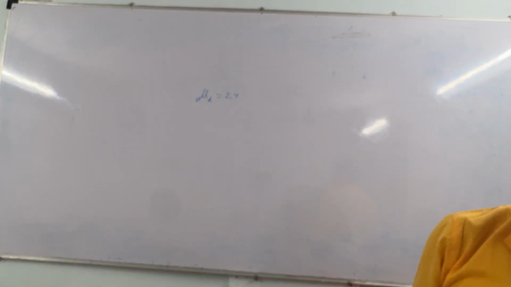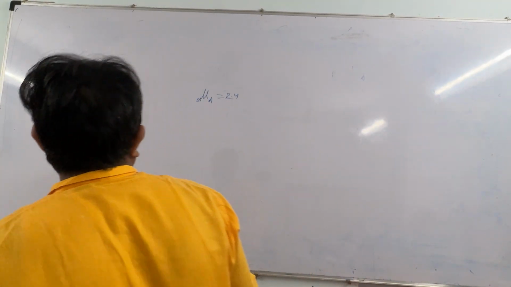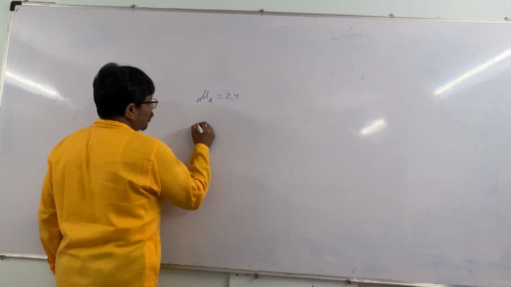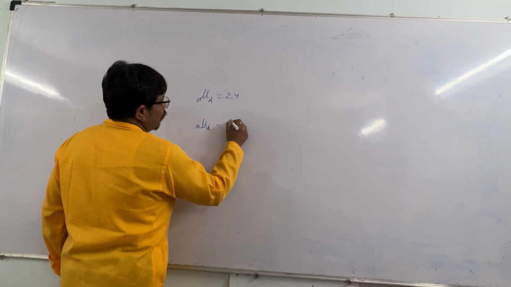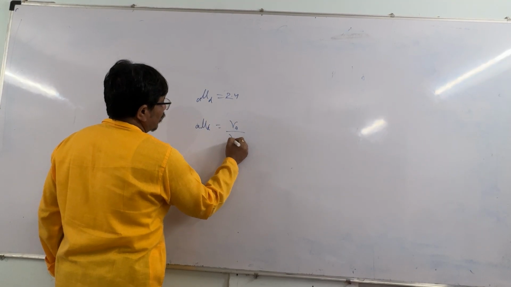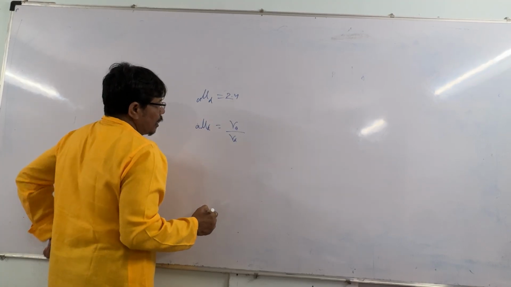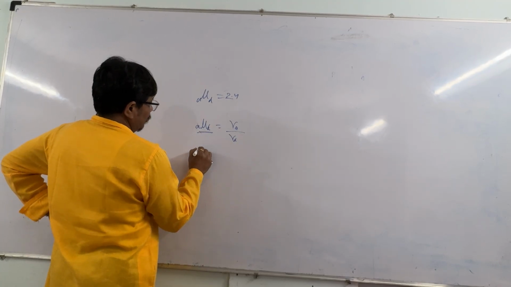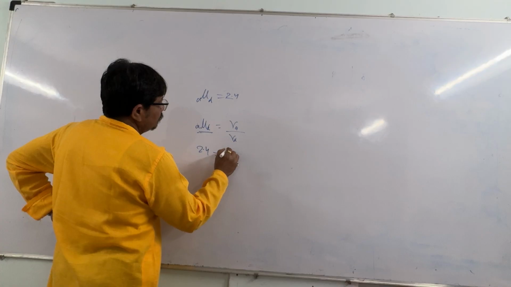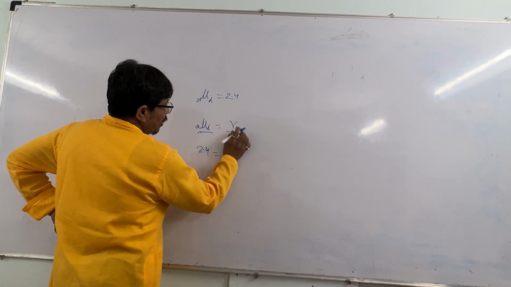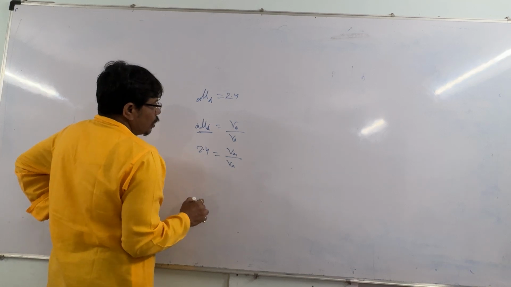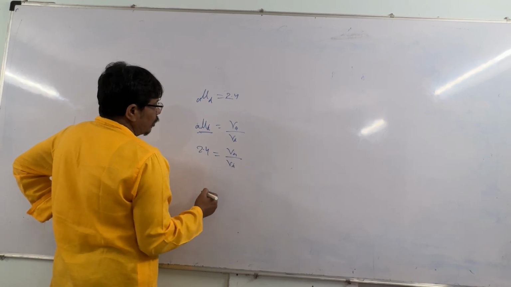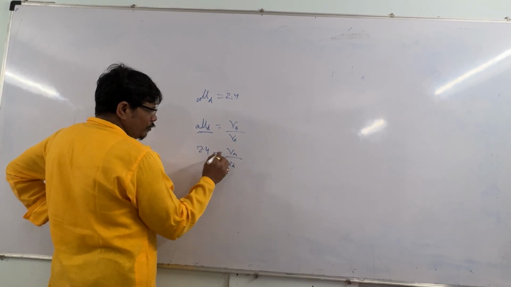So you have 4 options. So first I will write the formula. The refractive index of diamond is equal to velocity of light in air to the velocity of light in diamond. This is given, 2.4 is equal to VA upon VD. Okay, so velocity, what they have asked, we have 2 options.